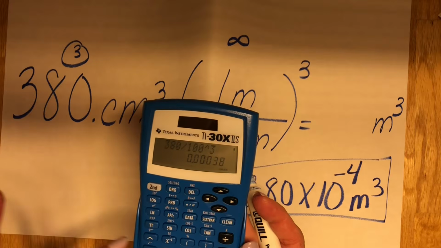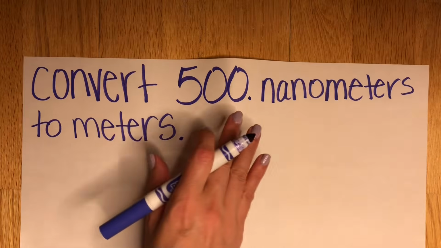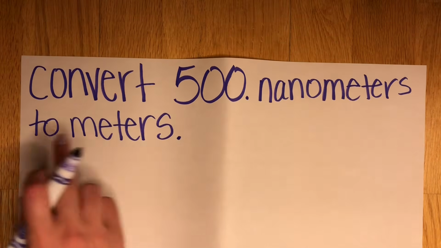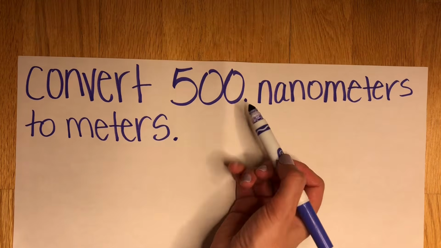So you just want to make sure you find your feature on how to cube and square. So this next problem, I want to convert 500 with a decimal point nanometers to meters. So I've got a prefix and I'm going to be going to a base unit. Careful with my sig figs.